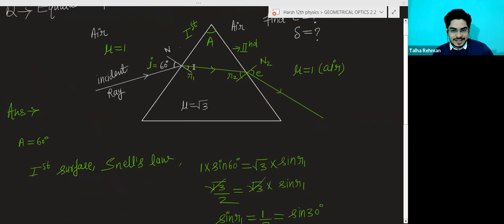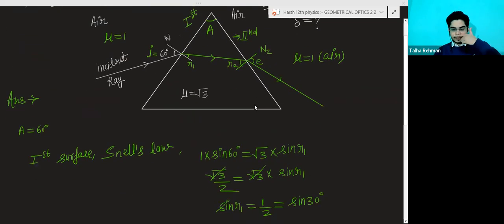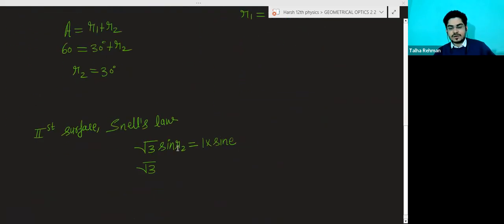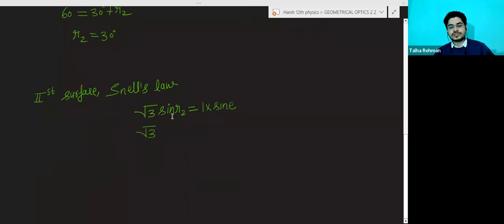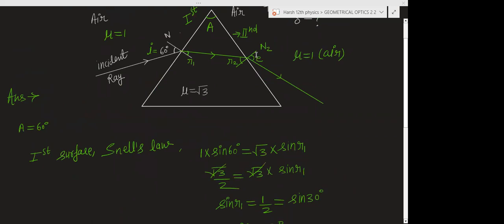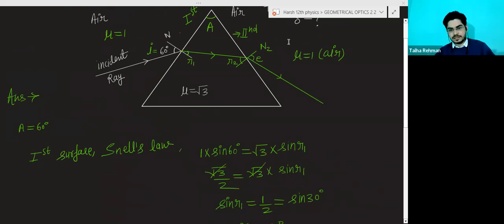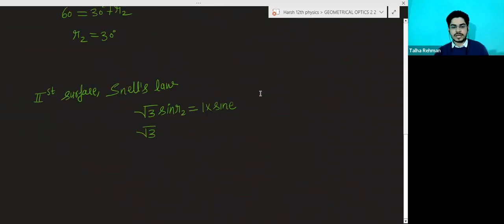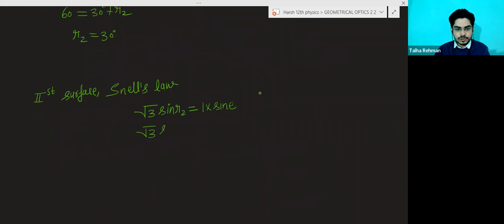So second surface, we are applying Snell's law. So root 3 into sine of R2. This is R2, right? Yes, sir. And this is sine of angle of emergence. This is the refractive index 1. So in the next case, you will write 1 into sine E. So for R2, sine R2 is sine 30 degree.